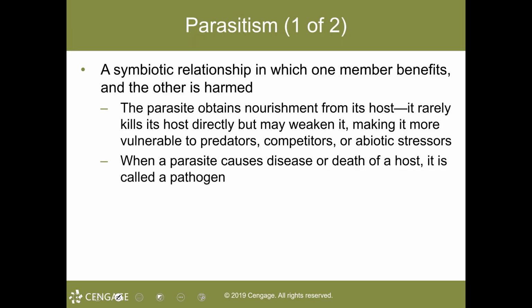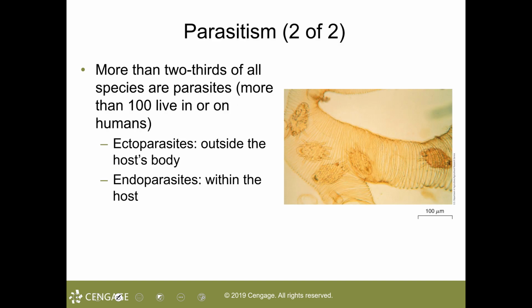So next up, class, parasitism. With parasitism, the parasite would be the one that benefits, whereas the other, being the host, is adversely affected. The parasite obtains nourishment from its host and rarely kills its host directly, but may weaken it, rendering it more vulnerable to predators, competitors, or abiotic stressors. When a parasite causes disease, and sometimes the death of a host, it is called a pathogen. A pathogen. There are two types of parasites: ectoparasites, being outside the host's body, and endoparasites, which are found inside the host's body.